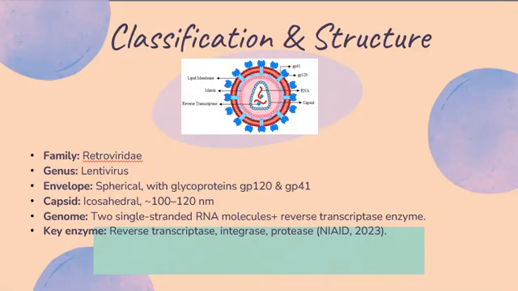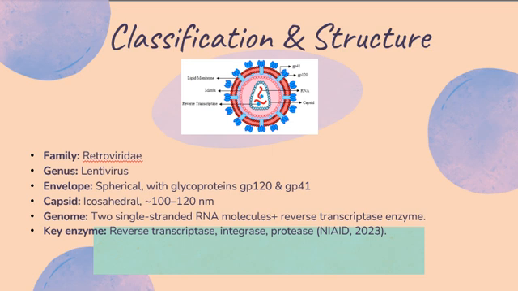For the classification and structure, HIV is part of the Retroviridae family and belongs to the lentivirus genus. It is an enveloped virus with a spherical shape, measuring about 100 to 120 nanometers. Inside, we find two single-stranded RNA molecules and three important enzymes, which include the reverse transcriptase, integrase, and protease.